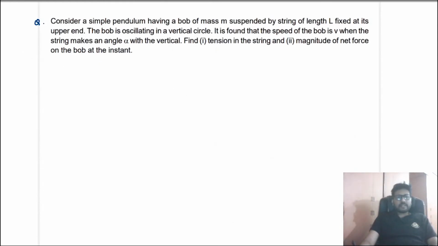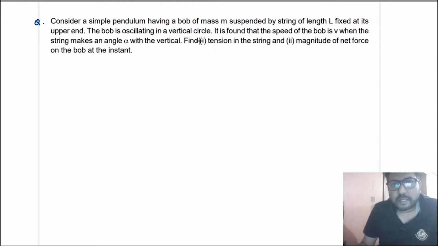Now let us look at the next question. In this question, it is given that there is a simple pendulum having a bob of mass m and a string of length L, and the string is fixed at its upper end. The bob is oscillating in a vertical circle. It is found that the speed of the bob is v when the string makes an angle alpha with the vertical. Then find the tension in the string and the magnitude of the net force on the bob at this instant. So what they are saying is, at a particular instant, it is making an angle alpha with the vertical.